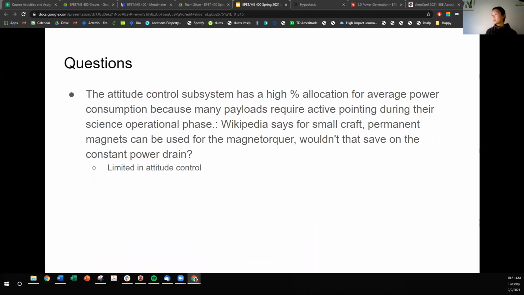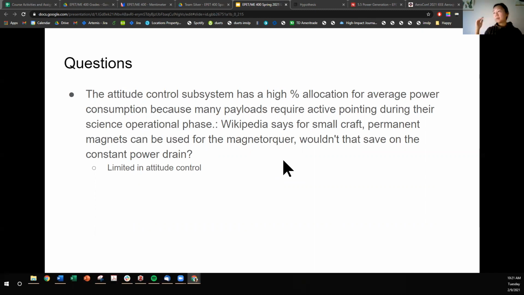Okay, and then here was a question about the attitude control system, how there's a high percent allocation for average power. And so there is a comment about Wikipedia saying to use permanent magnets for the magnetorquer. And wouldn't that save on constant power drain? So yeah, it would save on constant power drain if you have a passive magnet that is orienting your spacecraft. But then the trade is that permanent magnets cannot vary the directionality or magnitude of their field. So you would be stuck with a single static configuration.